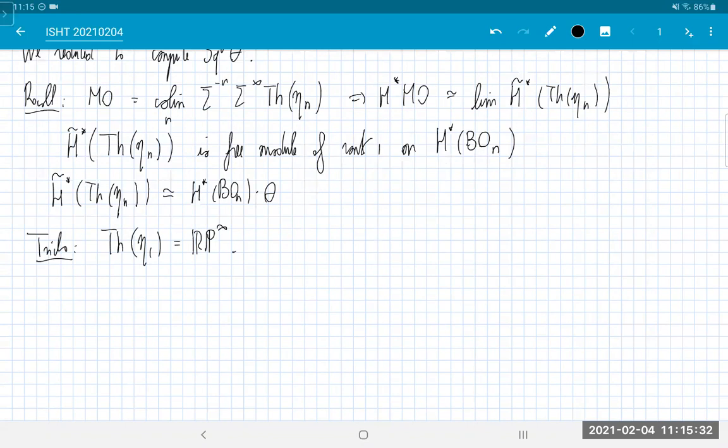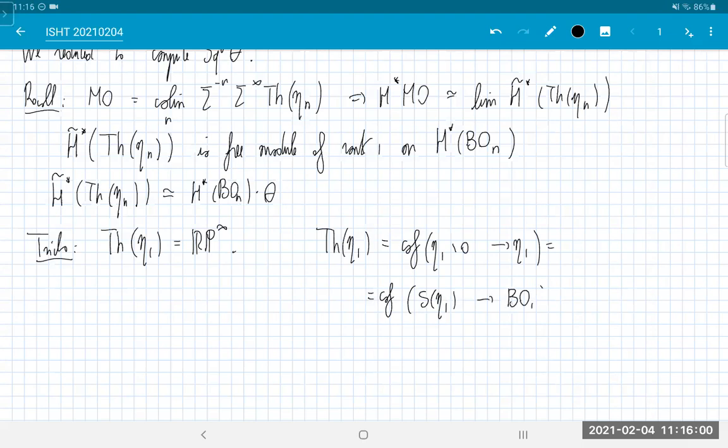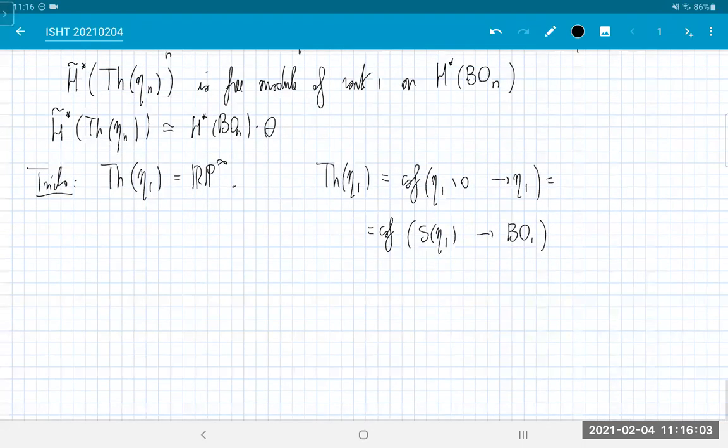How is this possible? Well, remember, Thom eta 1 was just the cofiber of eta 1 minus 0 going into eta 1. Or equivalently, the cofiber of the spherical bundle into BO1. But remember, what is this guy? This guy is what I called V1, the first Stiefel manifold. Because this is exactly all x in eta 1 such that the norm of x is 1.